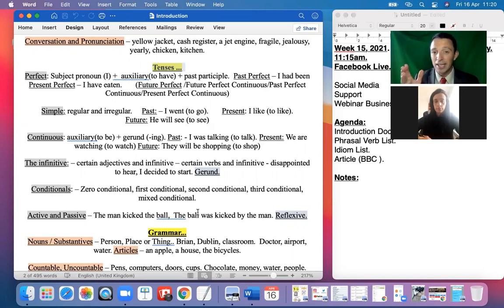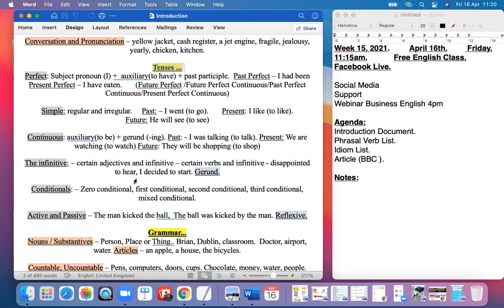Also, we have the continuous, the present continuous, the past continuous, and the future continuous. For example, I am eating, I was eating, I will be eating. Okay, so they're the most important expressions. That is the continuous, and that's the simple, the continuous, and the next idea is the perfect.